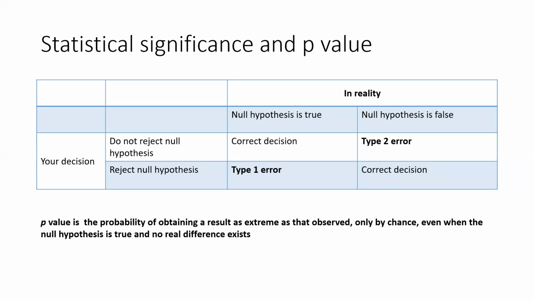So that means the null hypothesis is true. What does the null hypothesis say? The null hypothesis says there's no association. Based on our study, we also do not reject the null hypothesis and say there's no association. So it will be a correct decision. When there's no association, we say there is no association based on our study also, so it will be a correct decision.